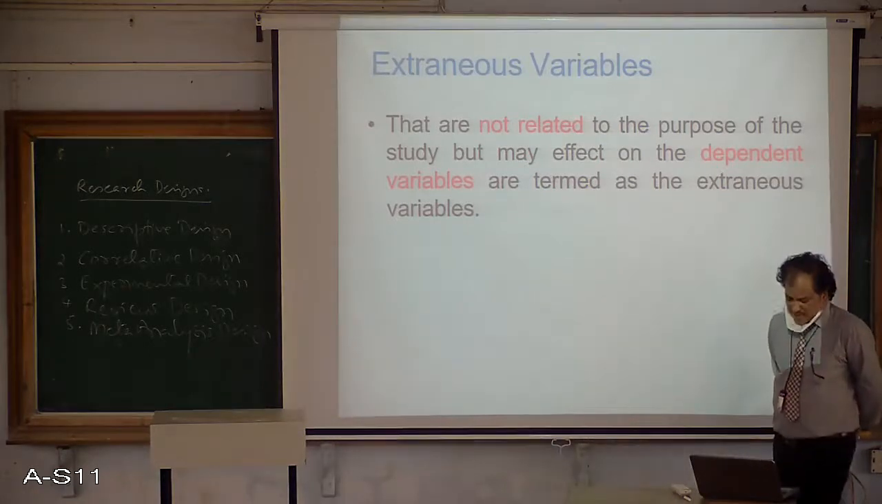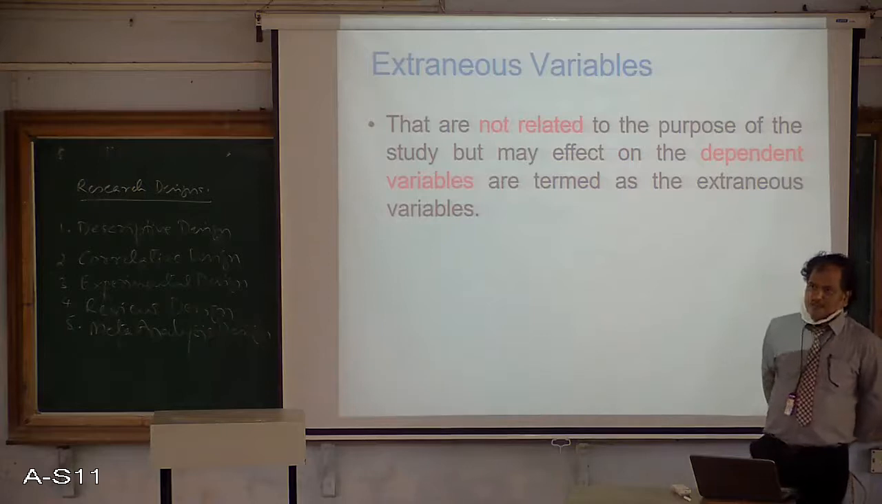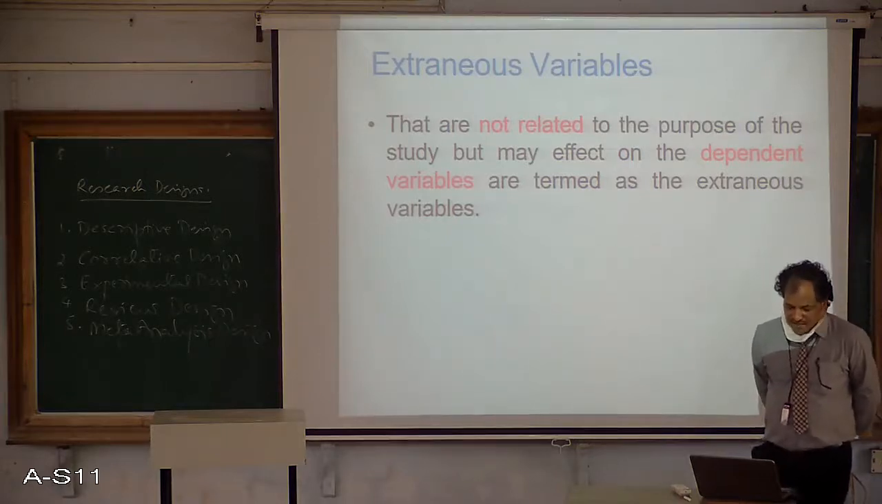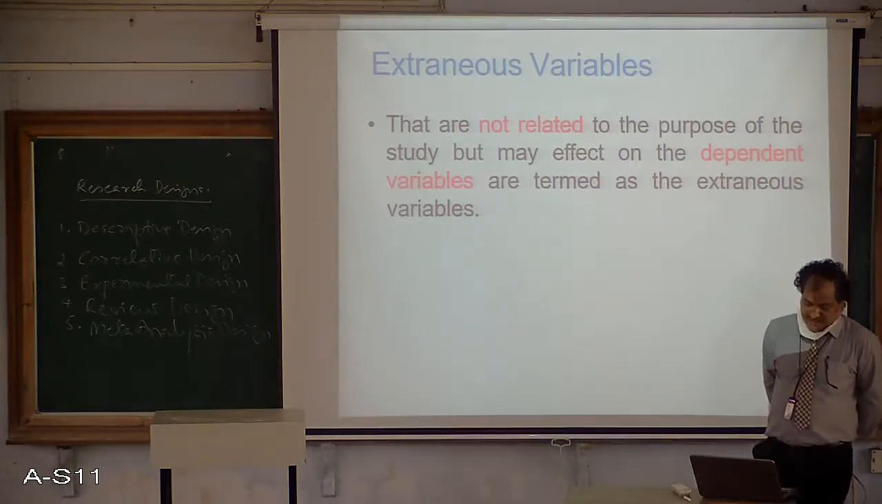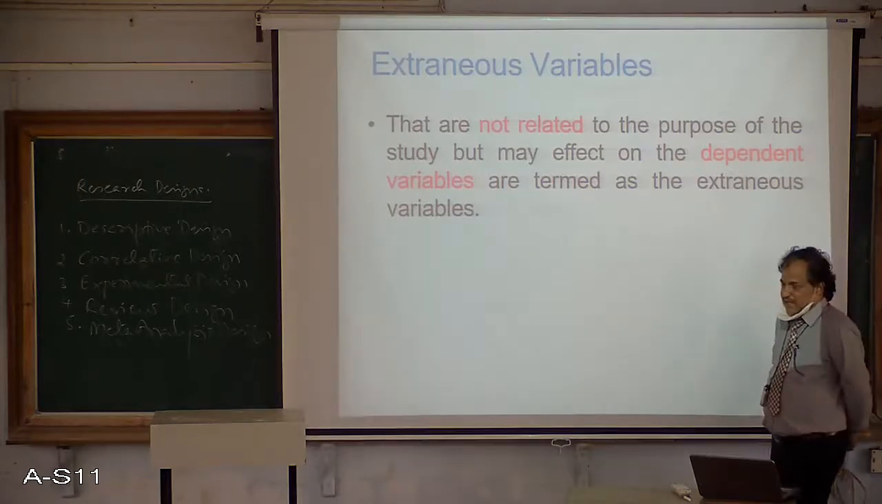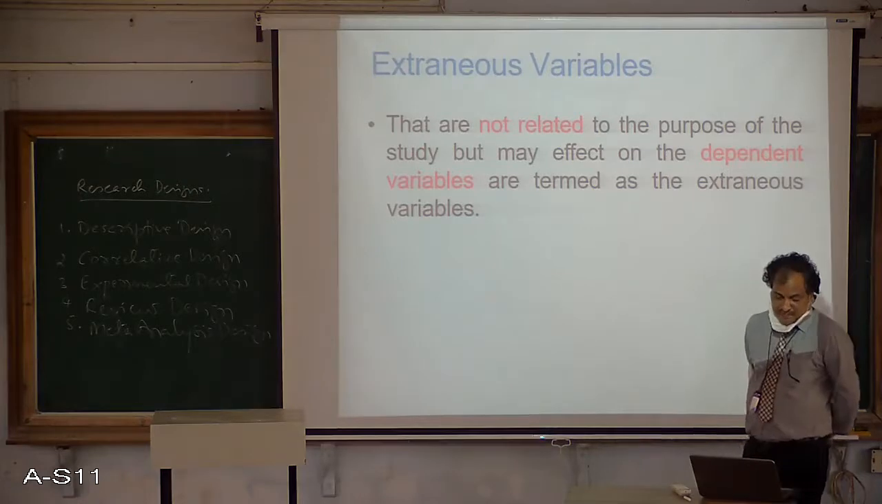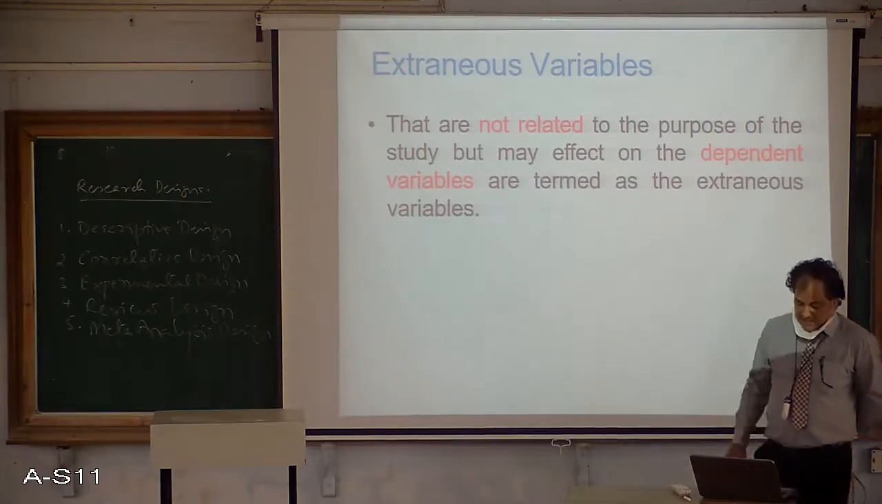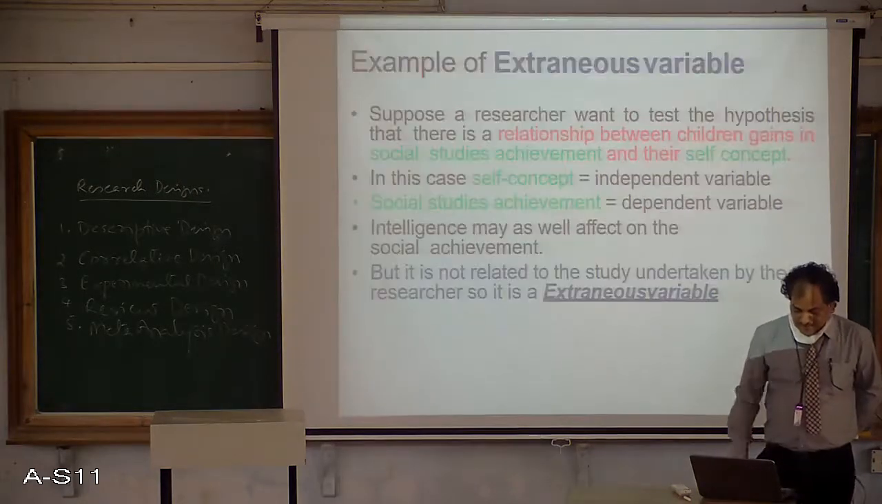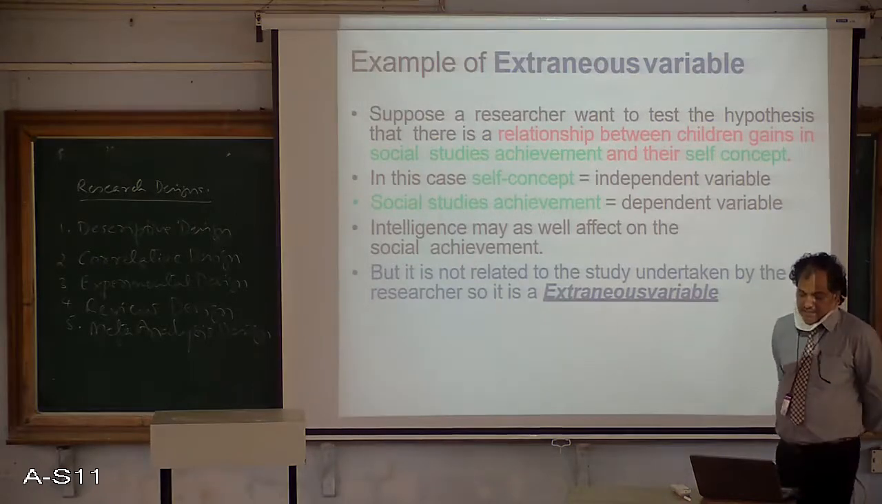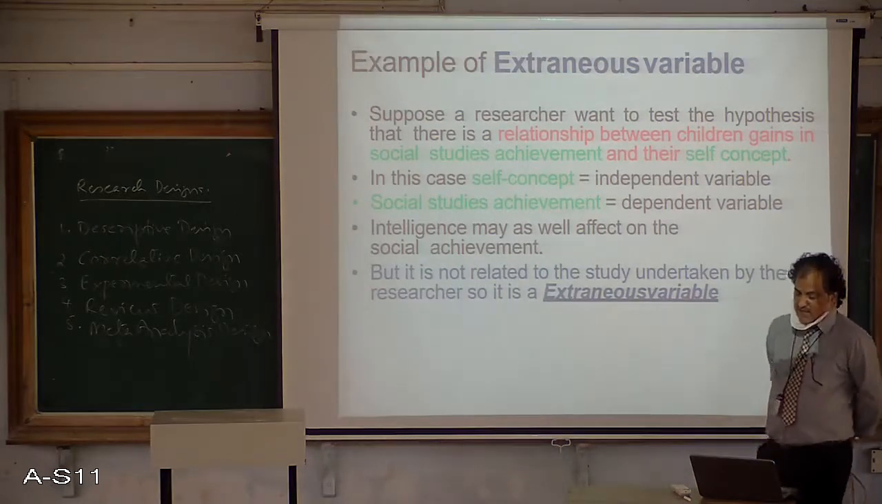The important dependent variable of our study has been decided. If that dependent variable is affected by some variable that is not related at all to our study, it is called the extraneous variable. So let us have some example of extraneous variable.